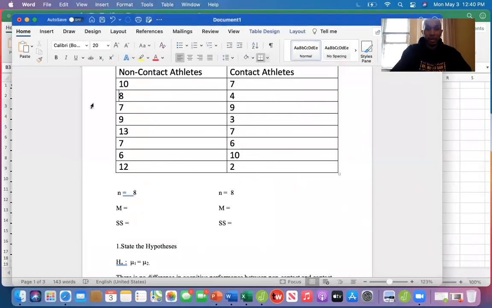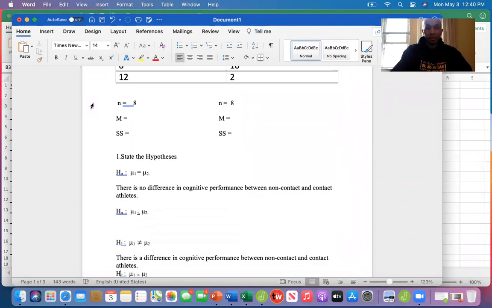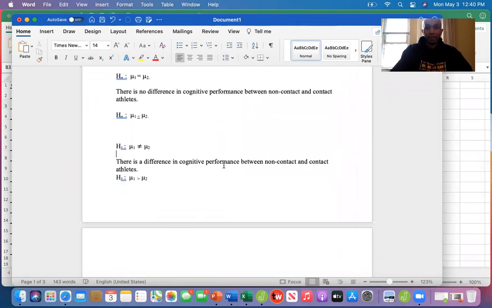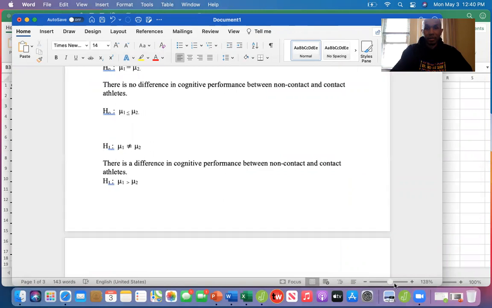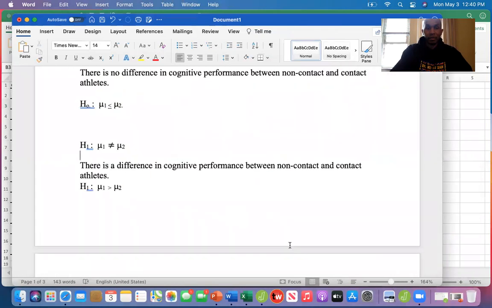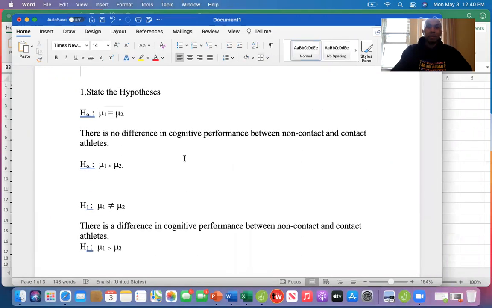So let's get to our notes. I'm going to state the hypothesis. The null states, and I can enlarge this, that may help, that there's no difference in cognitive performance between non-contact and contact athletes. And that's what we see listed here. The population mean 1 is equal to population mean 2.